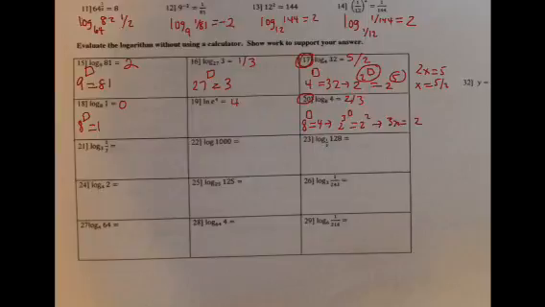Okay? Number 21. 3 to what power gives you 1/3? So that would be -1. Number 22. 10 to what power equals 1,000? That would be 3. Number 23. 1/2 to what power is 128? Well, we know that 2 to the, I believe it's the 8th power. So 2 to the 8th power.